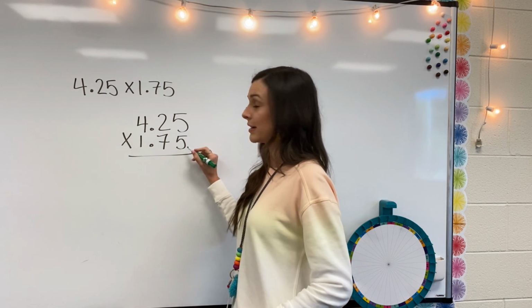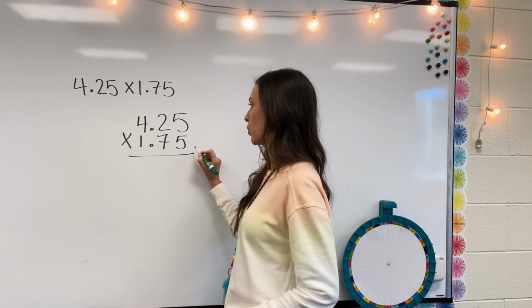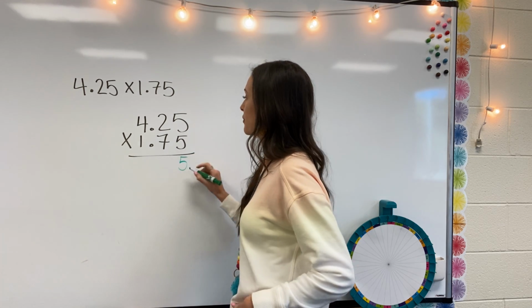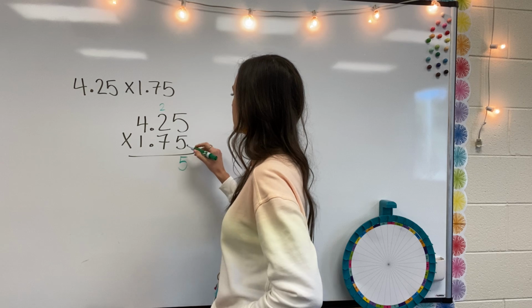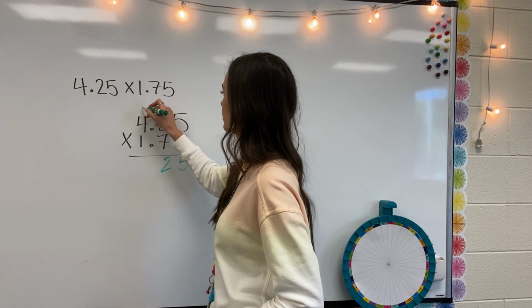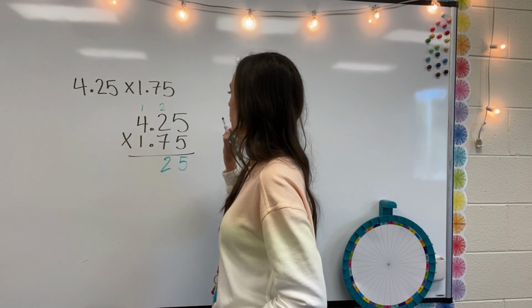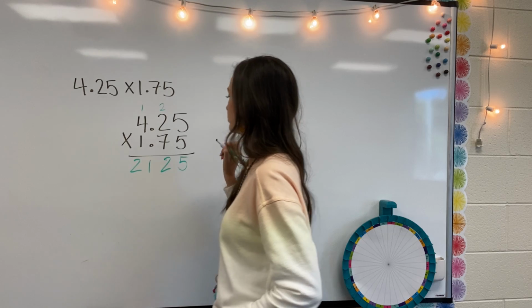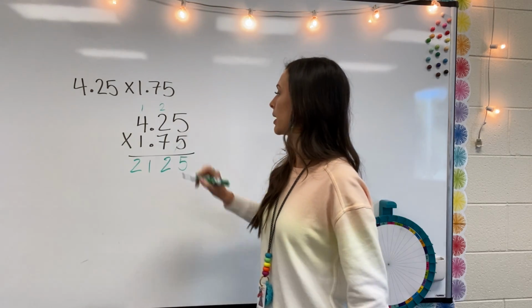We're going to start off, as always, in the bottom right corner. 5 times 5 is 25. Record my 5, regroup my 20. 5 times 2 is 10, plus 2 is 12. 5 times 4 is 20, plus 1 is 21. All right, I'm done with my ones.